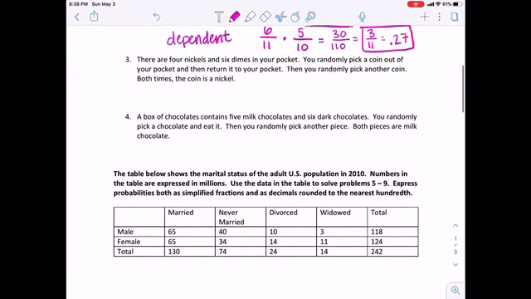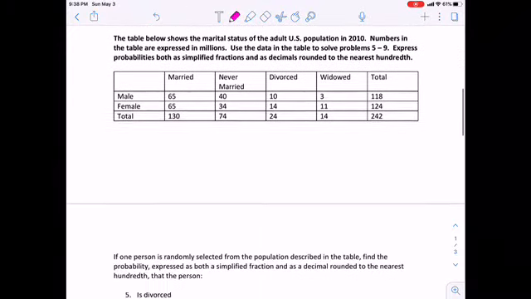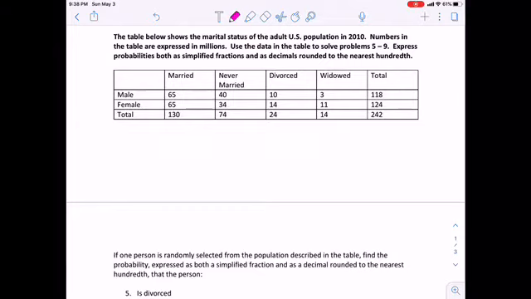You can go ahead and finish 3 and 4, but go ahead and look at this next section. The table below shows the marital status of the adult U.S. population in 2010. Numbers in the table are expressed in millions. Use the data in the table to solve problems 5 through 9. Express probabilities both as simplified fractions and as decimals rounded to the nearest hundredth.